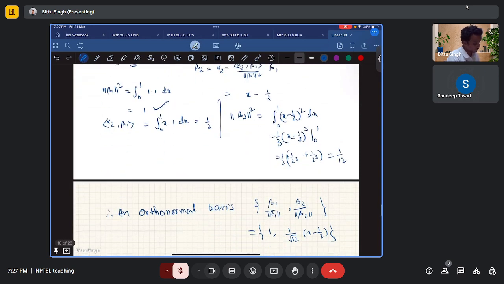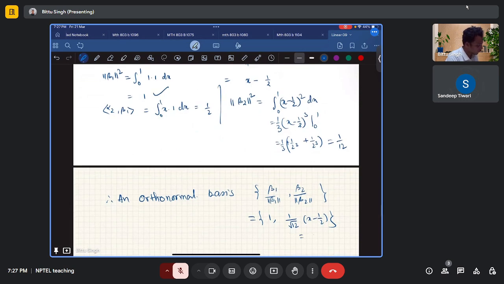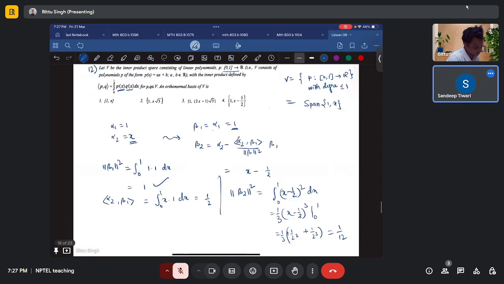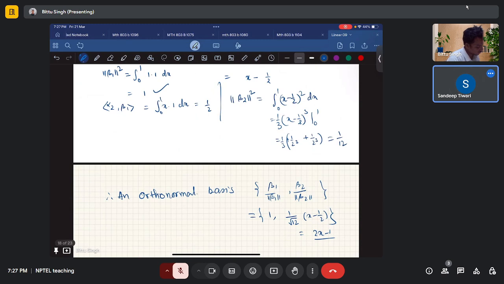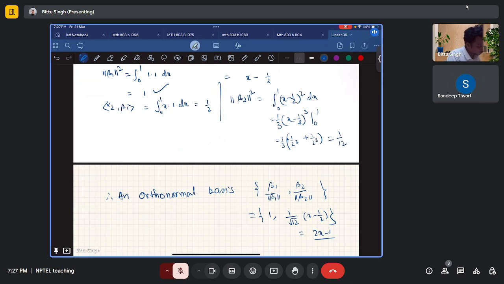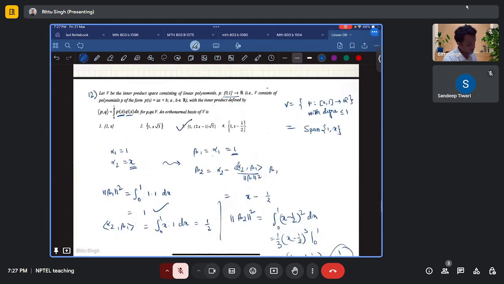So from here, it is actually matching. This is actually 2x minus 1 by 2 root 3. Oh sorry, it is divided by 1 by root 12, so root 12 will be on the top. So that is square root 3 into 2x minus 1. So this matches with this answer, so we are lucky that we found the correct thing.